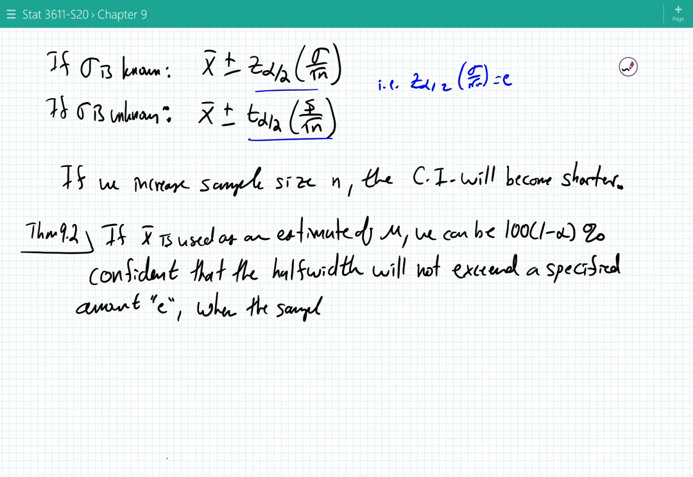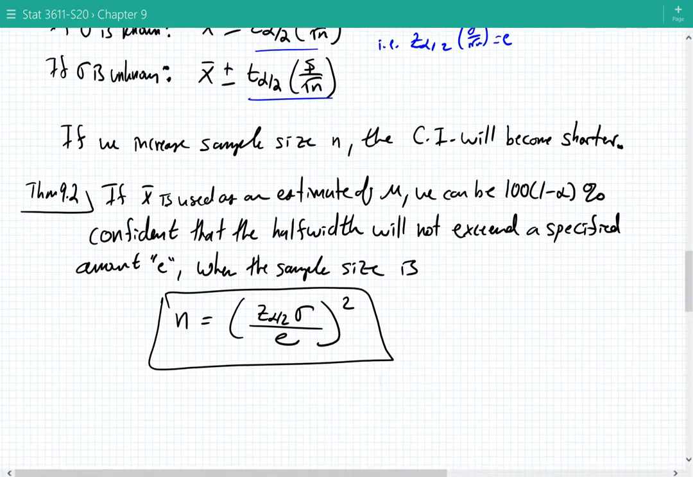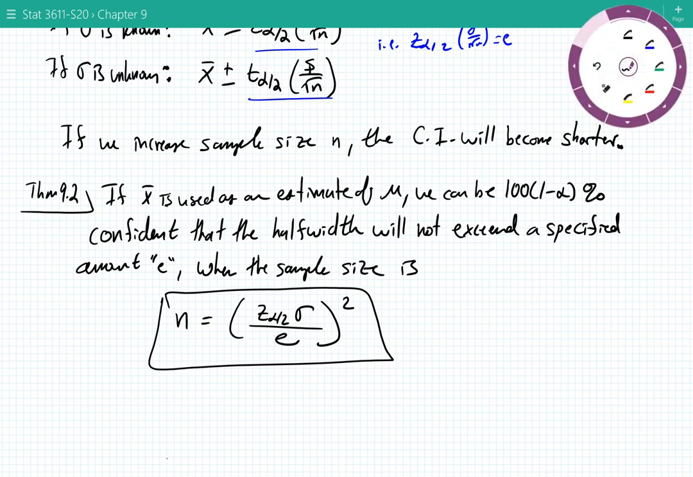the sample size is n, that is, z of alpha over 2 times sigma over E, squared. That is the desired sample size.